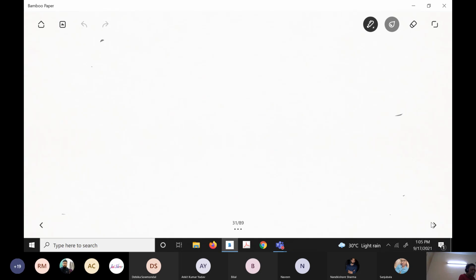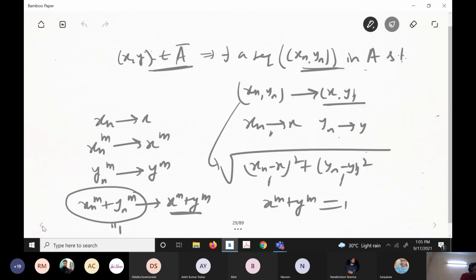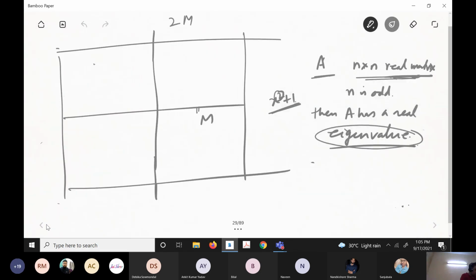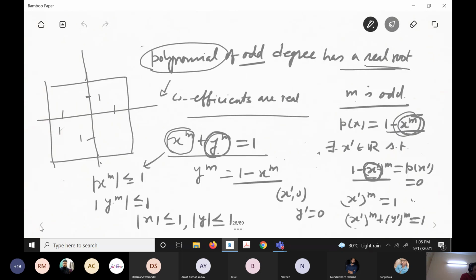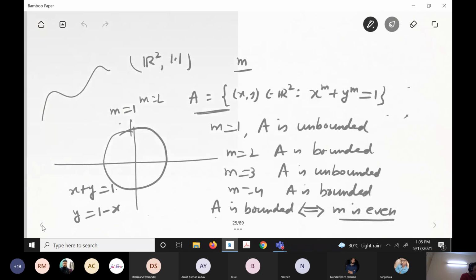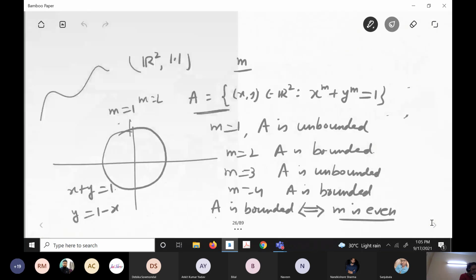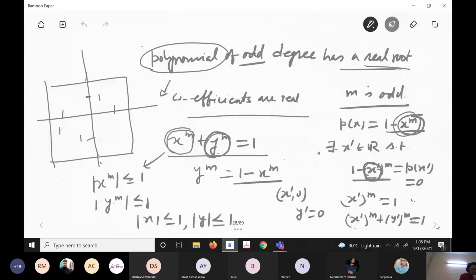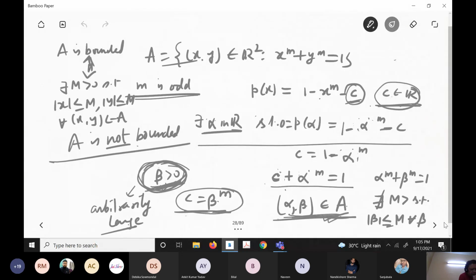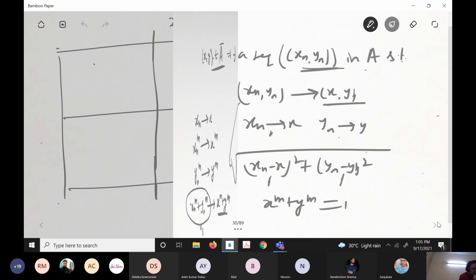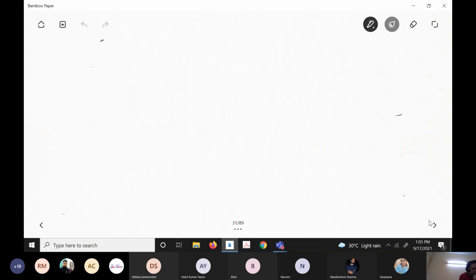So until now what have I done? Up to D I have given. Let me see what I wrote. A, B, C, D. Yes, D is done, right? Cauchy sequence, convergent sequence, I have mentioned those too. Just a few minutes. Now E, this is important.